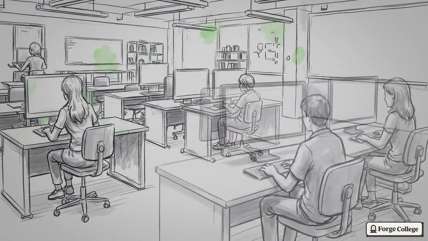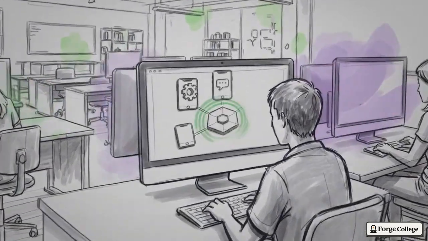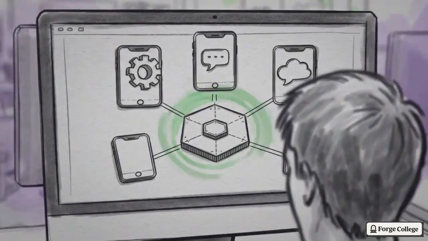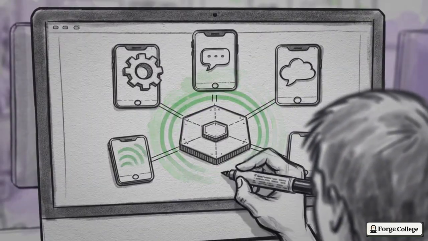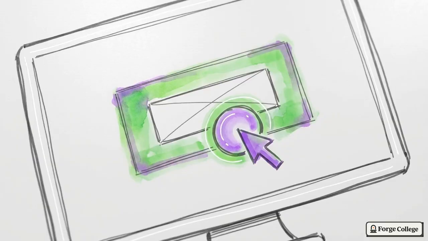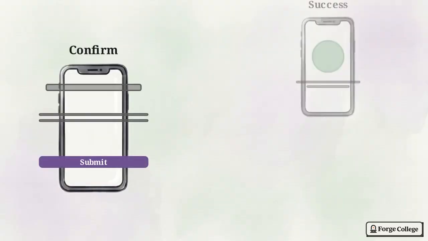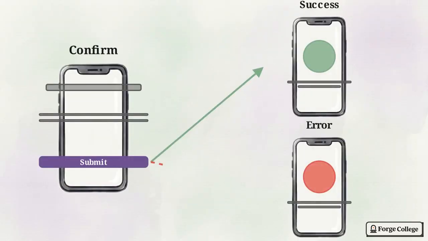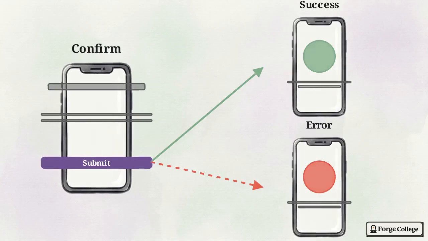In the design programs at Forge College, we focus on the transition from static layouts to simulated environments. To create that simulation, we use hotspots. These are the clickable areas on your screen that you wire directly to their destination frames. Wire the happy path from confirm to success, and the unhappy path to a visible error screen.